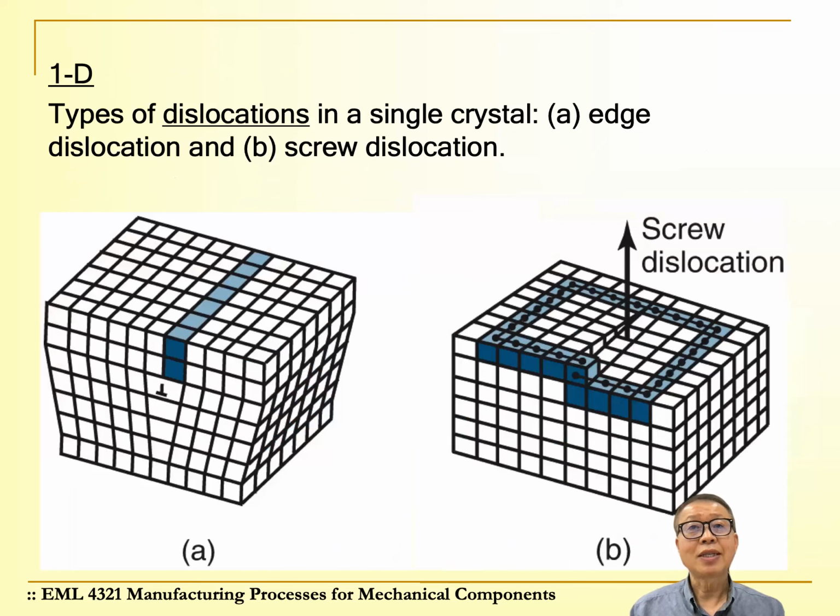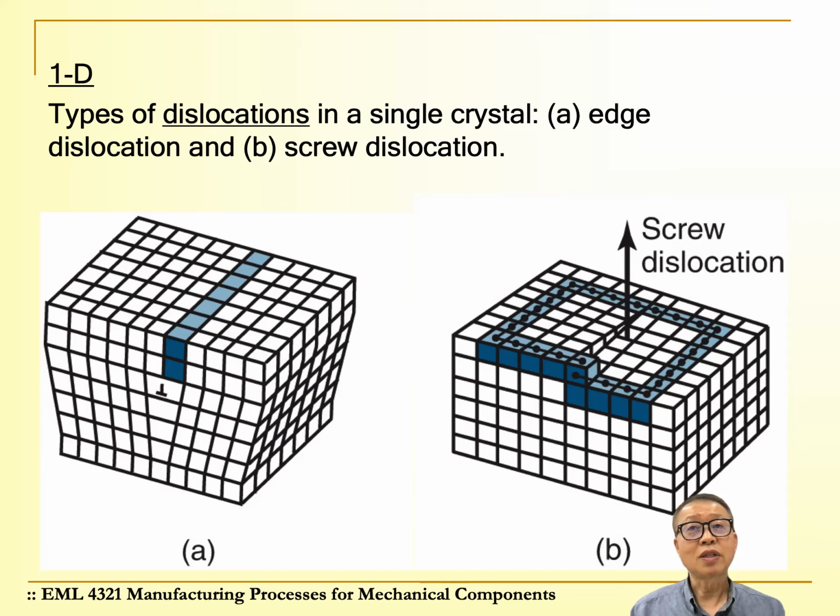One-dimensional imperfection is known as dislocation. And the dislocation is a very important concept you might want to keep in your mind. So A shows the edge dislocation. Basically, if you take a look, there's a missing line of atoms. If you take a look at this figure from the side, the whole array of atoms is missing.